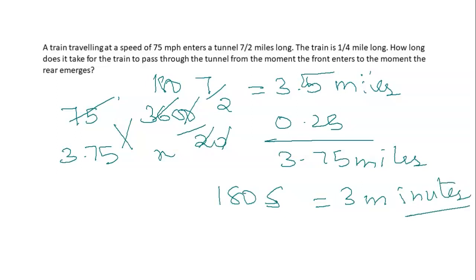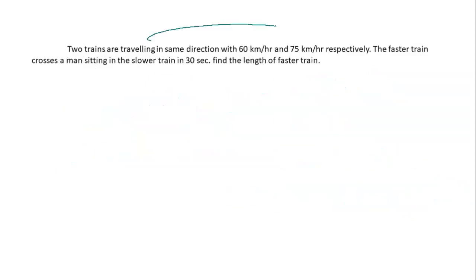Next question. Two trains are traveling in the same direction with 60 kilometers per hour and 75 kilometers per hour. The faster train crosses a man sitting in the slower train in 30 seconds. Find the length of the faster train. So what is given here? Two trains are traveling in the same direction. So same direction, then speed gets subtracted.